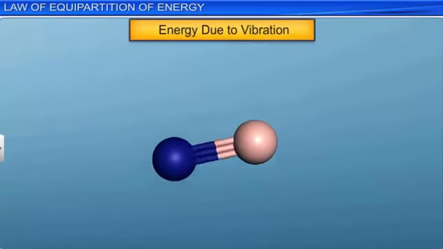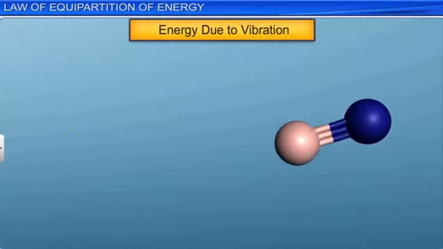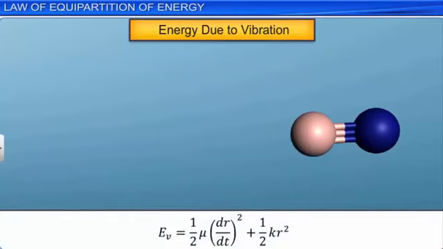The energy due to vibration, EV, is equal to half mu (dr by dt) square plus half k r square, where mu is the mass of the molecule, k is the force constant, and dr by dt is the velocity of the atoms along the length of the molecule.